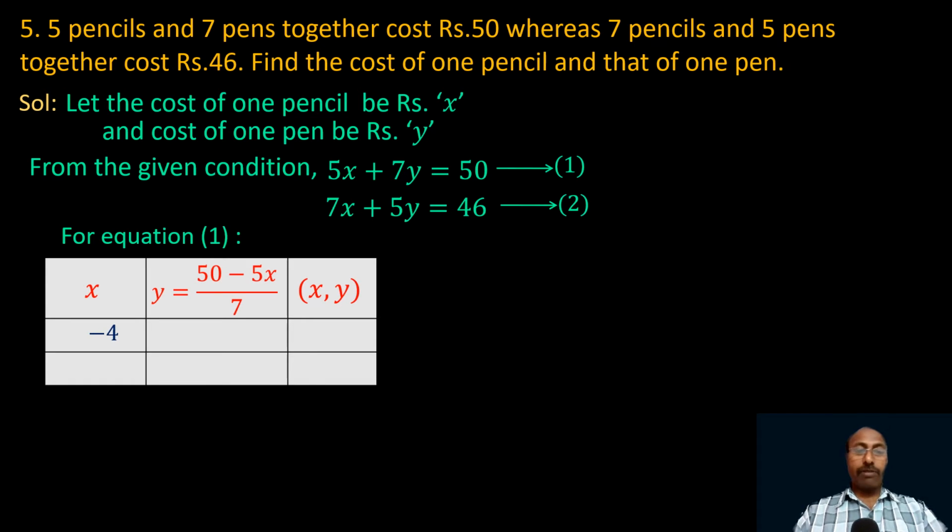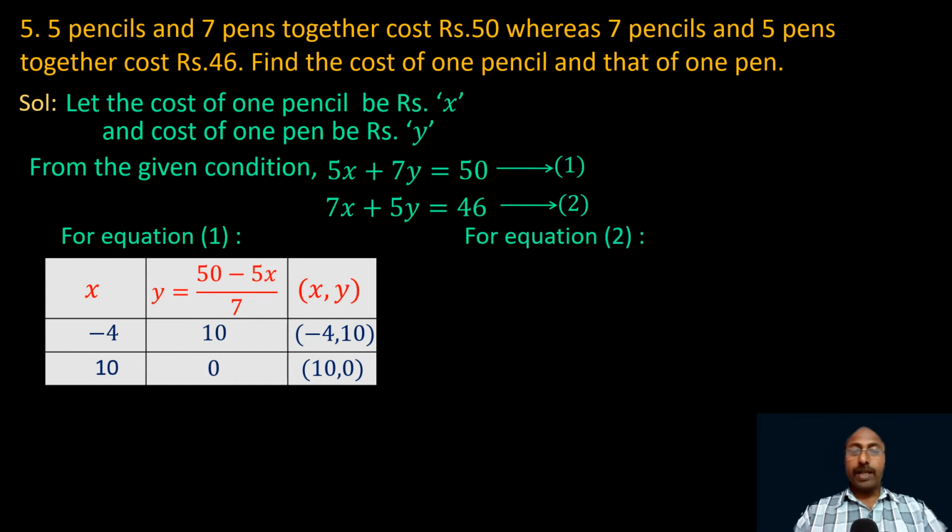If you take x equal to minus 4, then y is equal to 50 minus 5 into minus 4. Minus 5 into minus 4 is plus 20 and 50 plus 20 is 70. 70 by 7 is 10. So the point is minus 4 comma 10. And if you take x equal to 10, then 50 minus 5 into 10. 5 into 10 is 50. 50 minus 50 is 0. So y becomes 0. So the point is 10 comma 0.